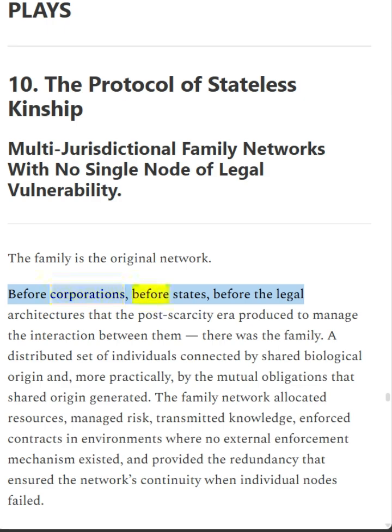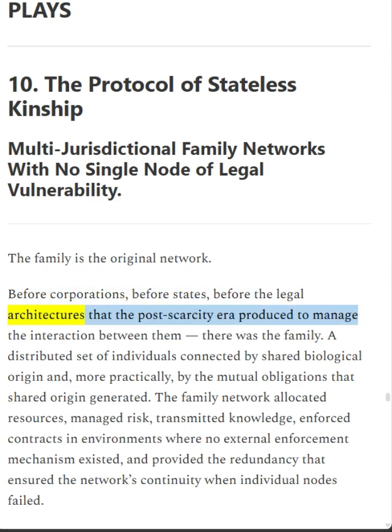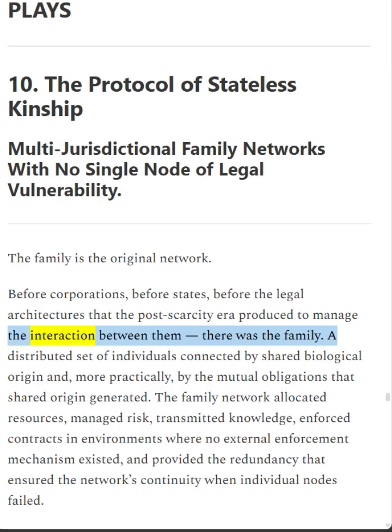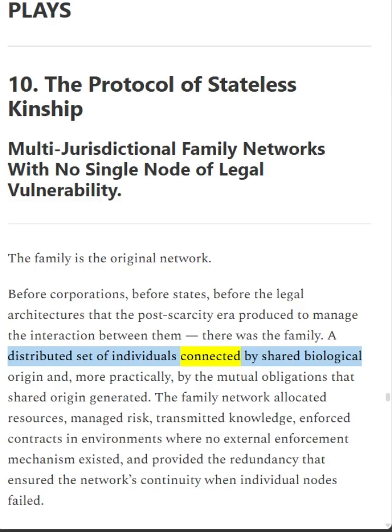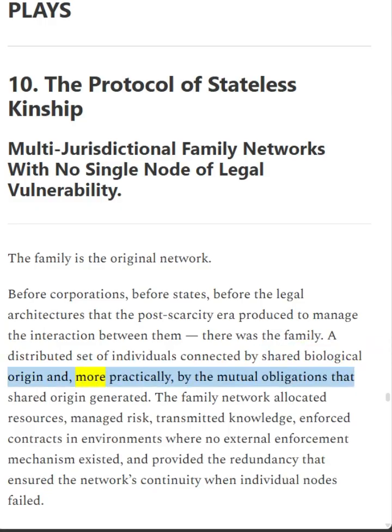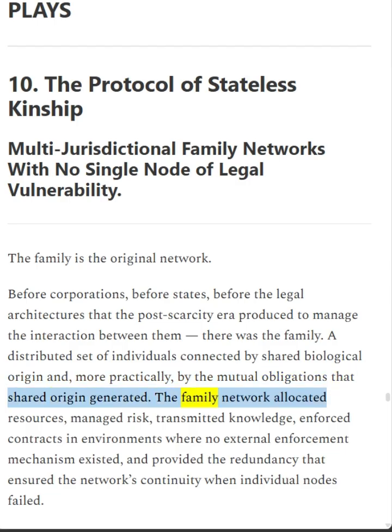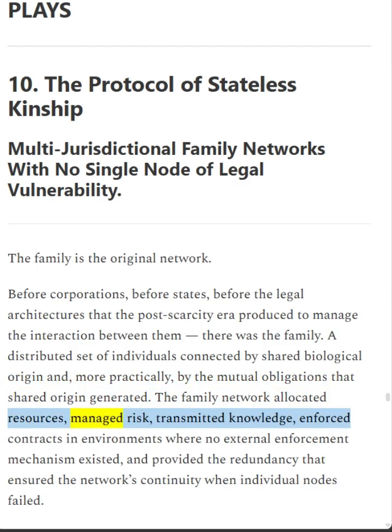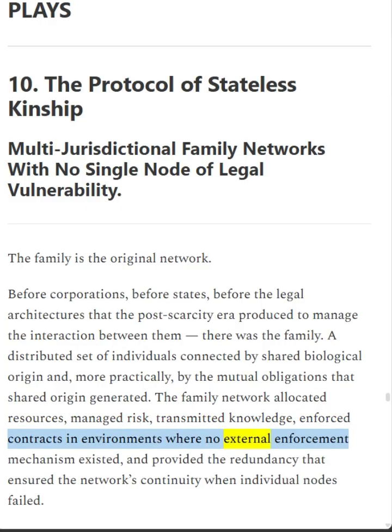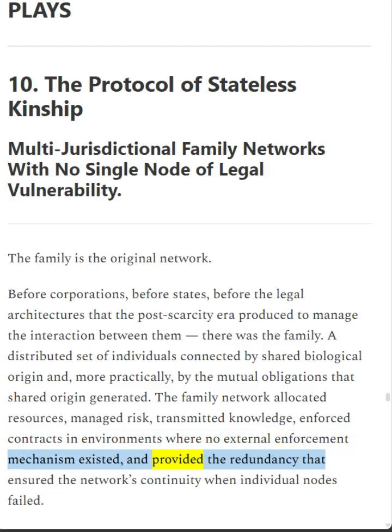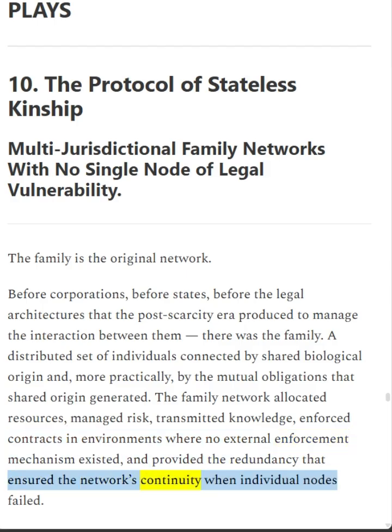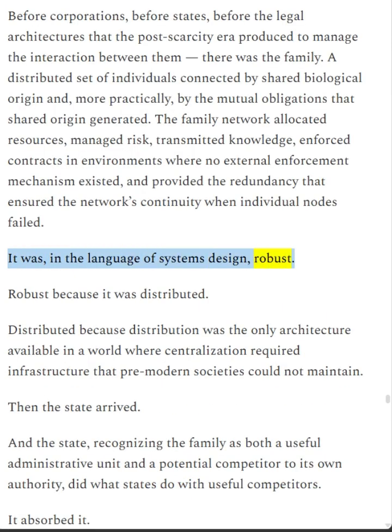Before corporations, before states, before the legal architectures that the post-scarcity era produced to manage the interaction between them, there was the family. A distributed set of individuals connected by shared biological origin, and more practically, by the mutual obligations that shared origin generated. The family network allocated resources, managed risk, transmitted knowledge, enforced contracts in environments where no external enforcement mechanism existed, and provided the redundancy that ensured the network's continuity when individual nodes failed. It was, in the language of systems design, robust.